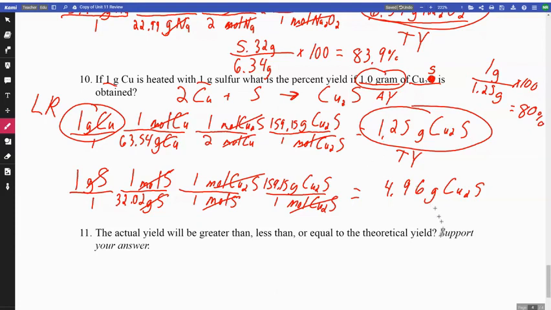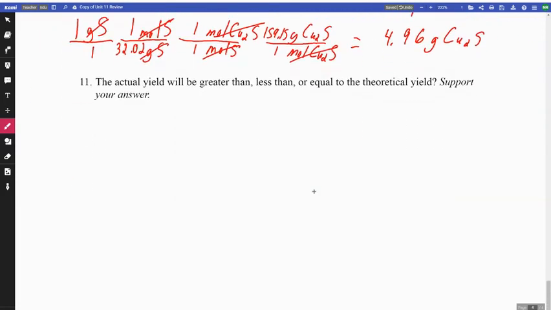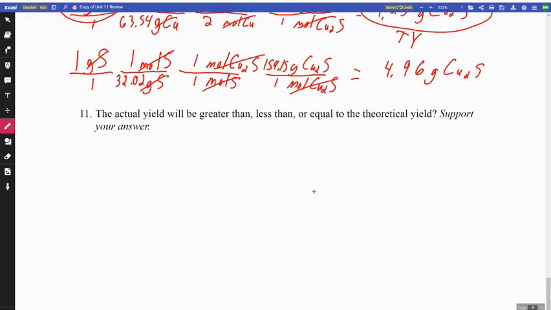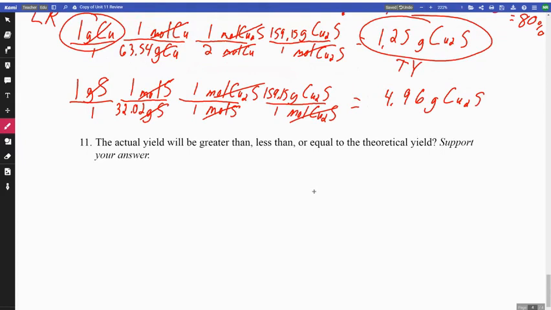Okay. The last one, the actual yield will be greater than, less than, or equal to the theoretical yield. I'm not going to write this down. I'm just going to talk about it. The actual yield always, always, always is going to be less than the theoretical yield. The reason being is the theoretical yield is the maximum amount of product you can possibly get if there is absolutely no error and 100% efficiency.